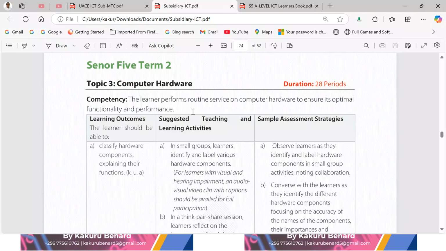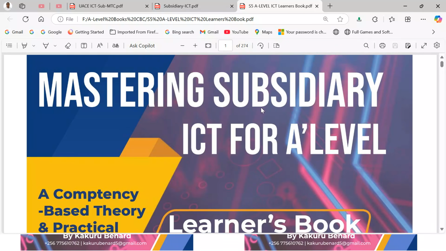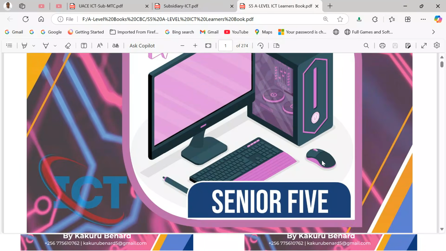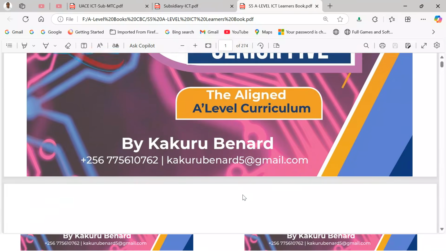So it is from this very syllabus that I came up with this book, Mastering Subsidiary ICT for A-Level, a competence-based theory and practical approach, Learner's Book 5. This is the very book for Senior 5 for the aligned A-Level curriculum. This is my contact, this is my email, in case you need to grab a copy of this book.